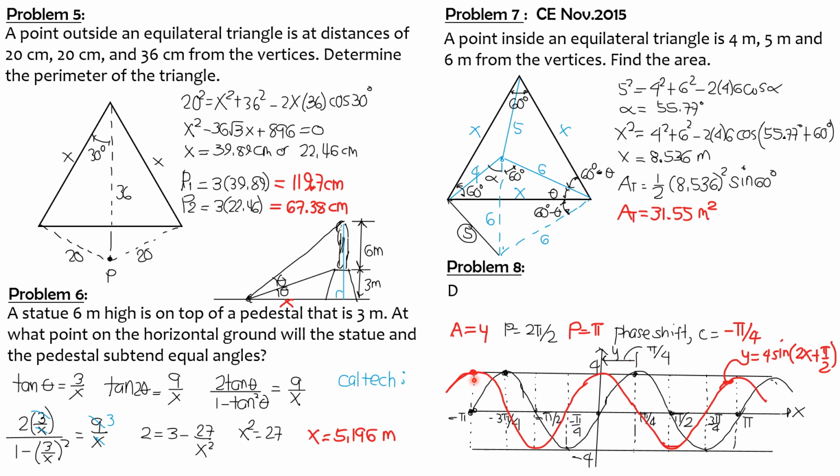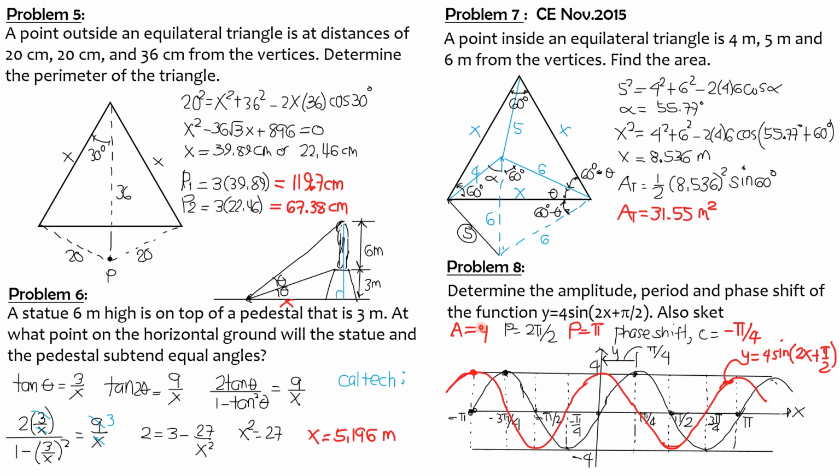Problem 8. Determine the amplitude, period, and phase shift of the function y equals 4 sine quantity 2x plus pi over 2. Also sketch the graph, although in the board exam you don't need to sketch the graph, but you might be required. There may be a graph already present, then you have to determine the equation of the graph, then that would be the possible question.